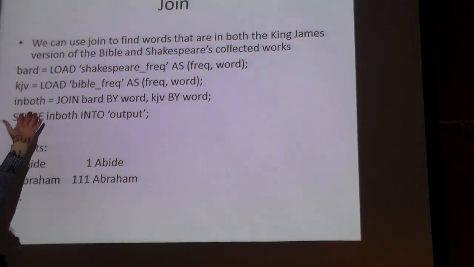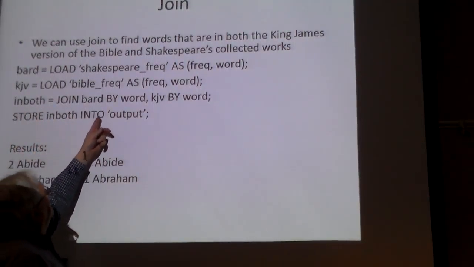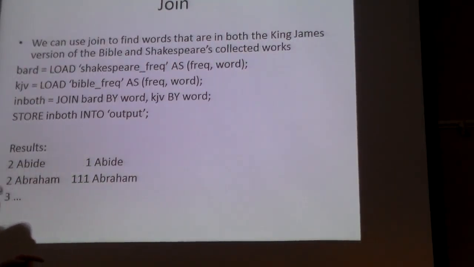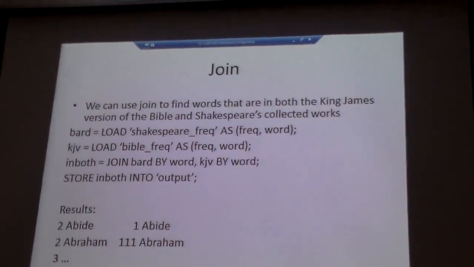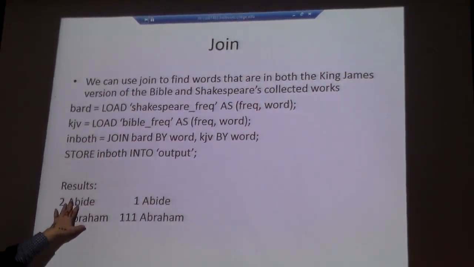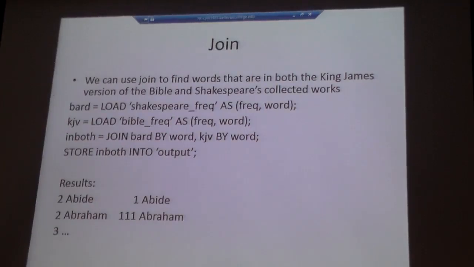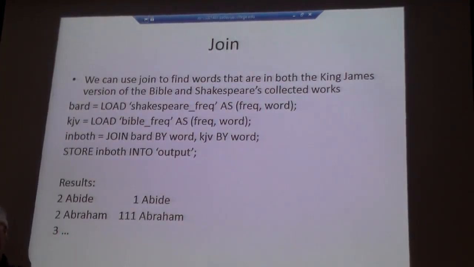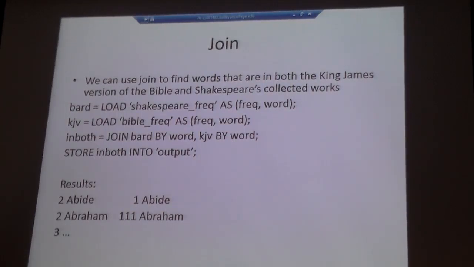In both, it's just a name we made up. You join bard by word, KJV by word, and store the input and output. And then you'll wind up and it'll say, well, I found "abide" twice in Shakespeare and once in the Bible. I found "Abraham" twice in Shakespeare and 111 times in the Bible. And you can do that sort of a thing.